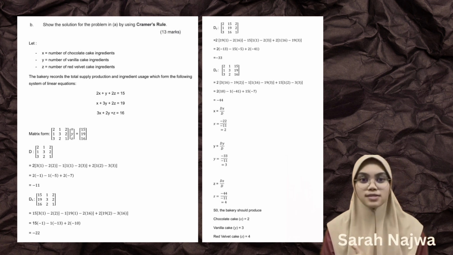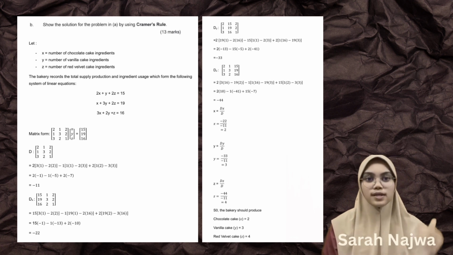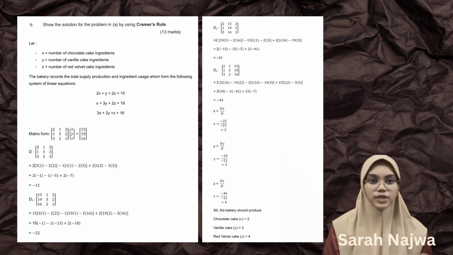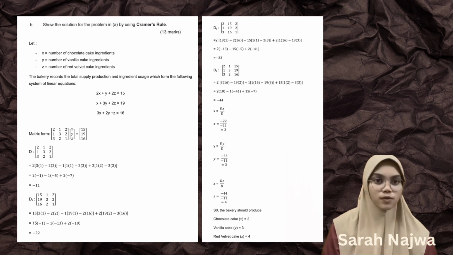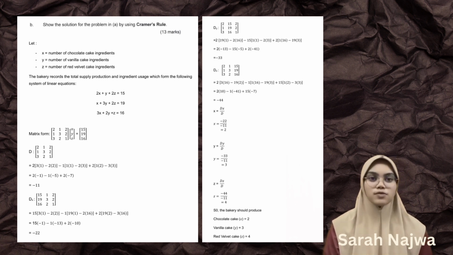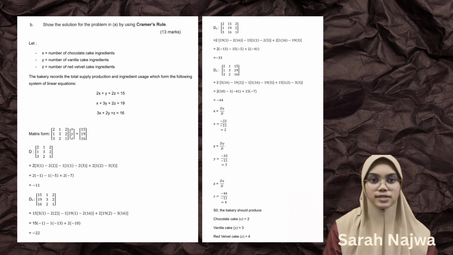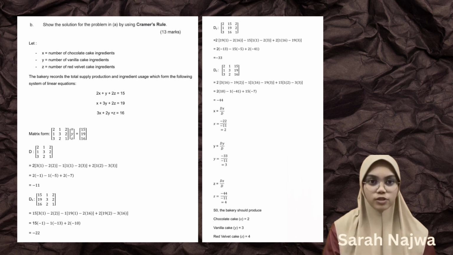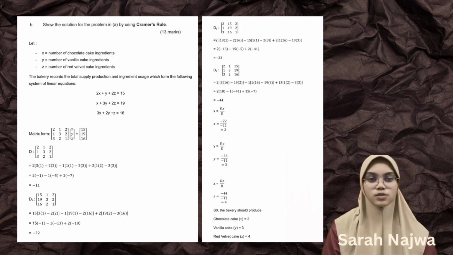Next, we need to find the values of x, y, and z. The formula for x is dx over d, for y it is dy over d, and for z it is dz over d. First, we find the value of x by substituting the values for dx and d. So x is equal to negative 22 over negative 11, and we get 2.